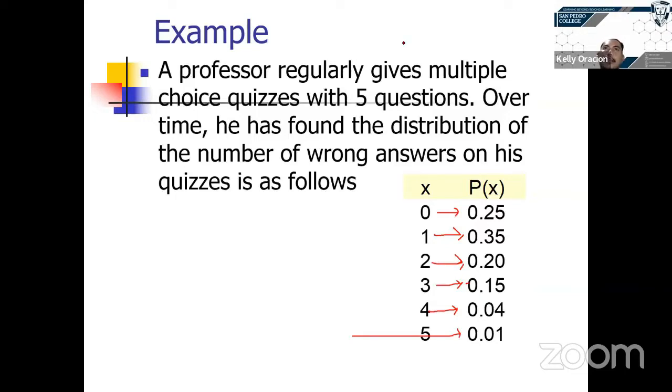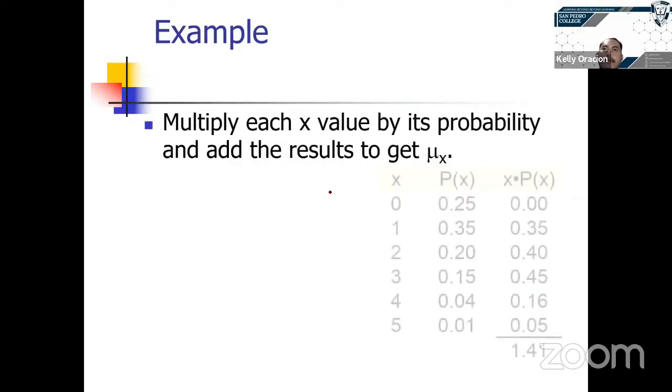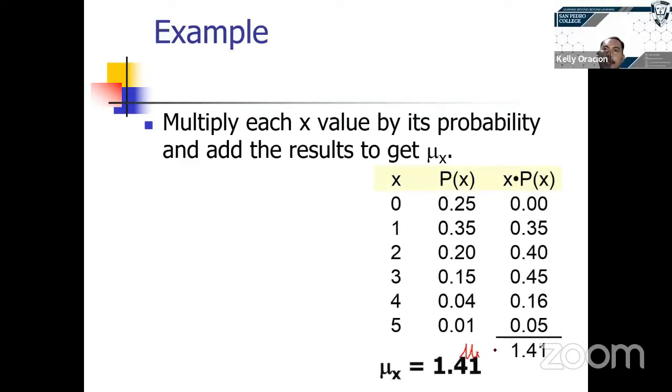What's the answer? Anyone? Kindly chat your answer. Okay, 1.41, says Chet. Let's solve. The answer is, very good, 1.41, that's correct. Again, multiply, then add all. Please be careful on how you are going to add these numbers, because mistakes would be a waste.